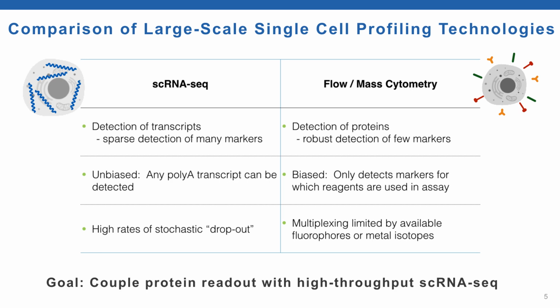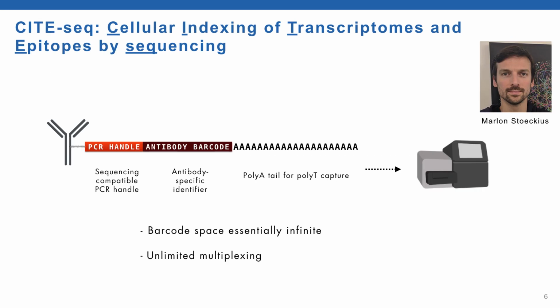Proteins are often a more terminal marker of gene expression and are more reflective of the particular cell state. So our goal was to see if we could figure out a way to couple protein readout with high throughput single-cell RNA sequencing and essentially generate something that was the best of both of these worlds. This was how CITE-seq was born.